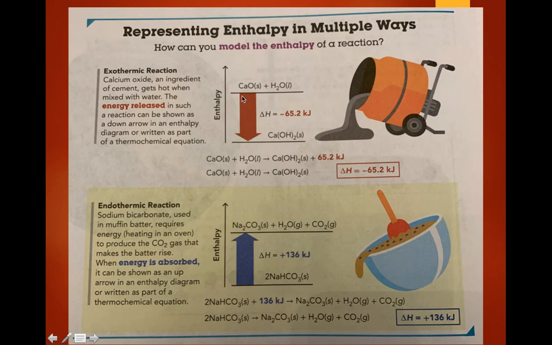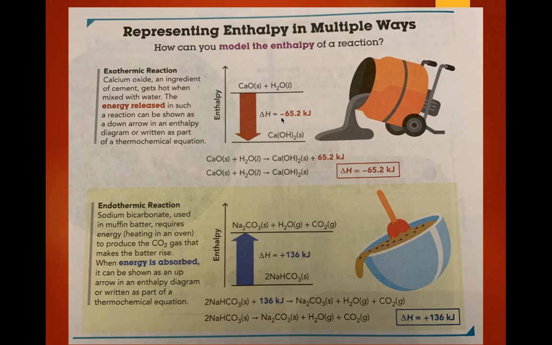So as we see, we have a down arrow in this enthalpy diagram. It's showing us the energy is being released. The energy is going down. Because our products have less energy than reactants, we know it's exothermic. Our delta H should be less than 0. And it is. It's negative 65.2 kilojoules.